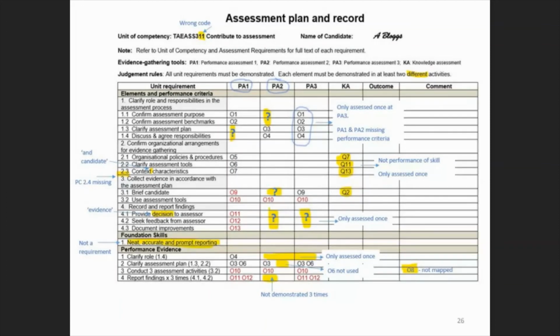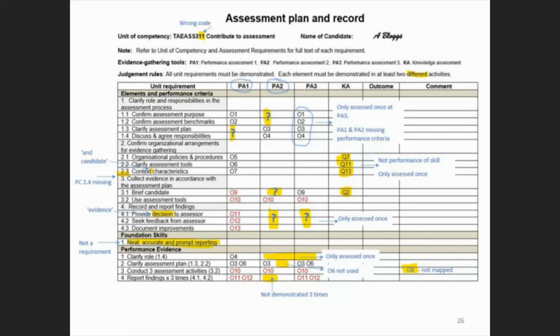So we only have one legitimate measure, PA3, of element one. When we look at element two, we actually find some problems. For example, there are words missing. So there, for example, in 2.3, it actually says context and candidate characteristics. So straight away, the meaning of that performance criterion has been changed.